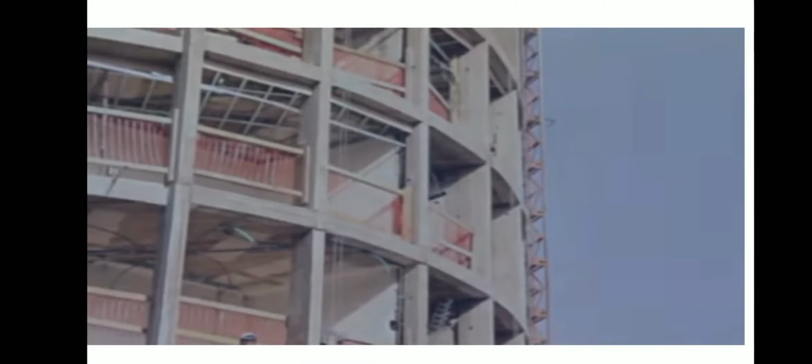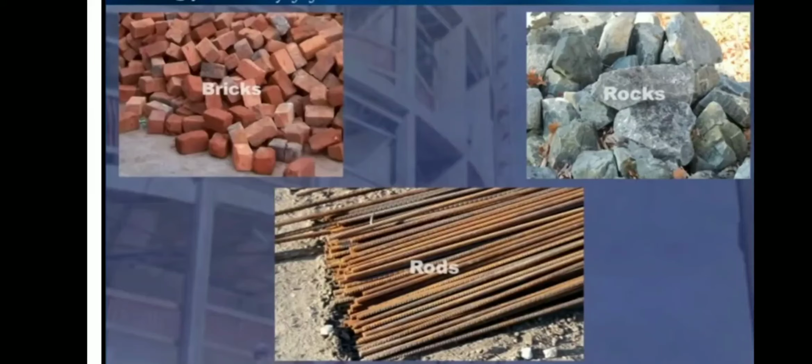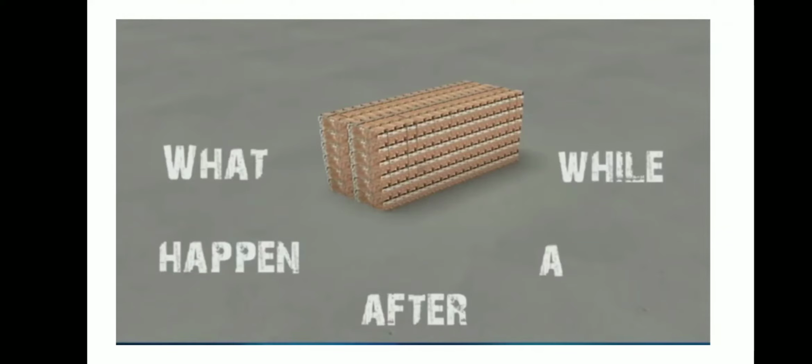I'll give you a clue. What can you see in the picture? Building, isn't it? So, for constructing a building, what are all required? Bricks, rod, rocks, etc. Isn't it? Okay. Let me construct a building. For that, I'm going to construct a wall. So I'm arranging the brick one over the other.